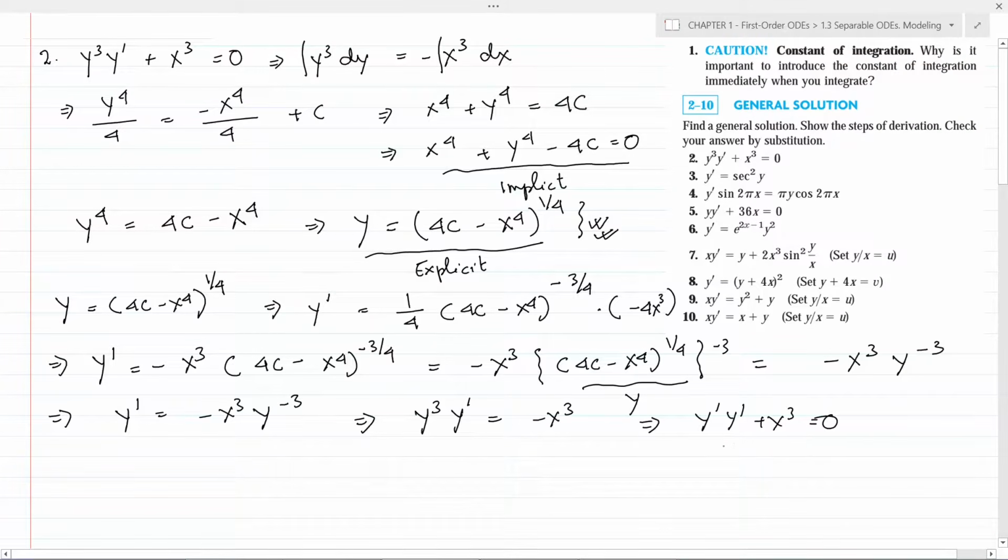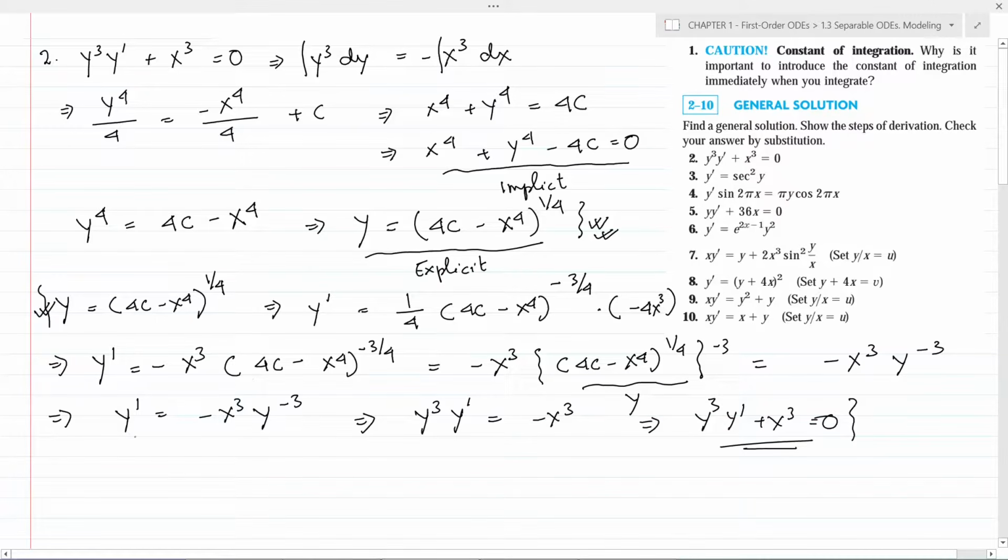Now we see that from the explicit form of the general solution we can get the original differential equation, that is y cube y dash plus x cube is equal to 0.